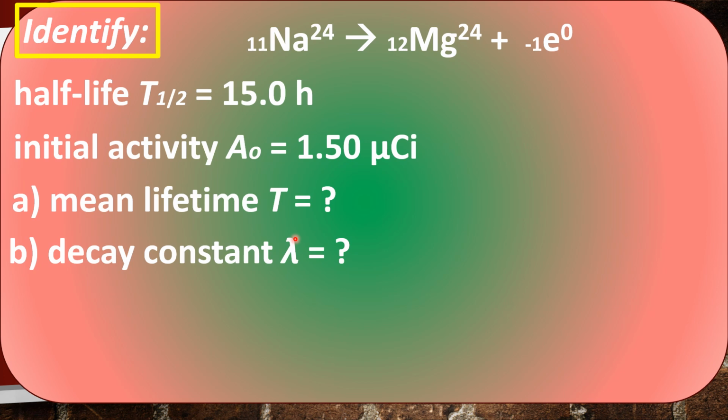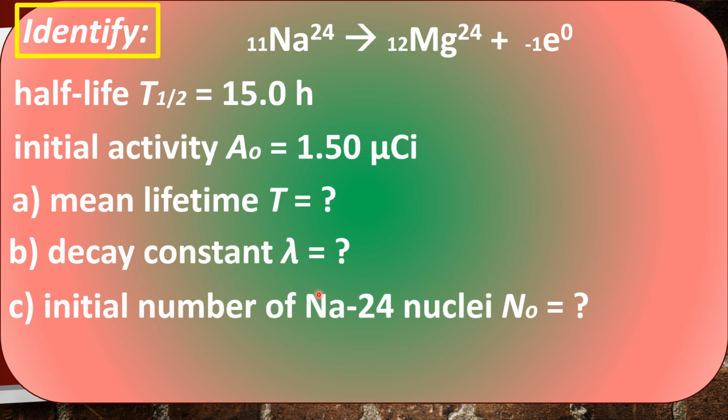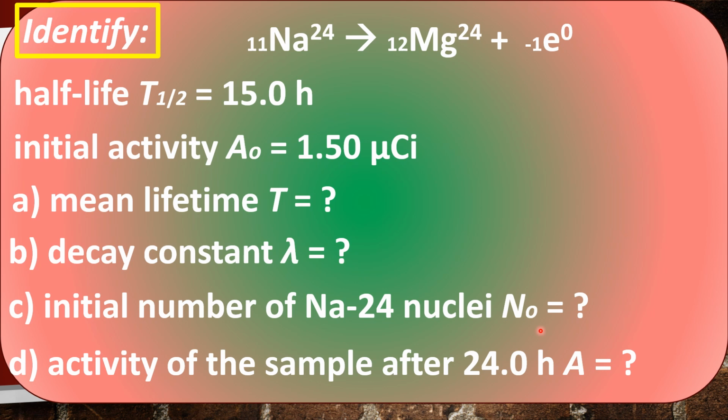The second target variable is the decay constant denoted by lambda. The third target variable is the initial number of sodium-24 nuclei denoted by N naught. And lastly, for letter D, the activity of the sample after a time of 24.0 hours.